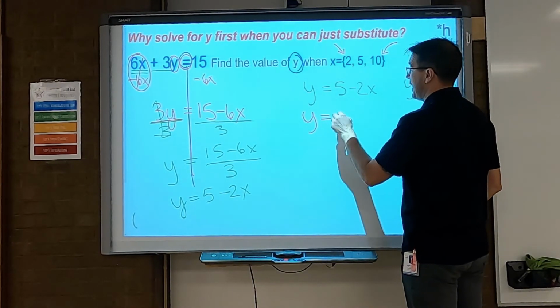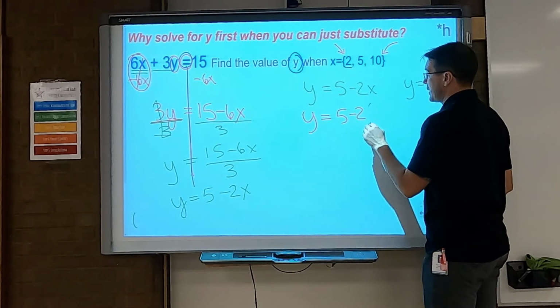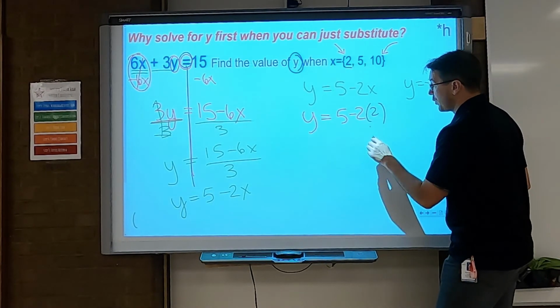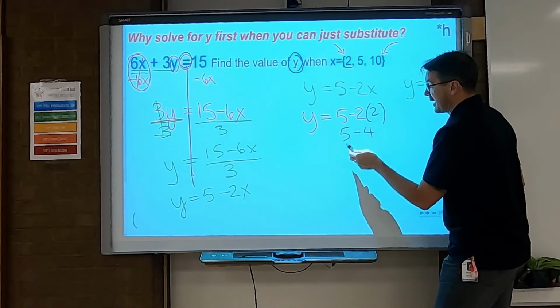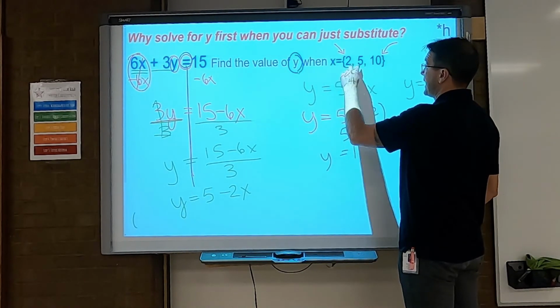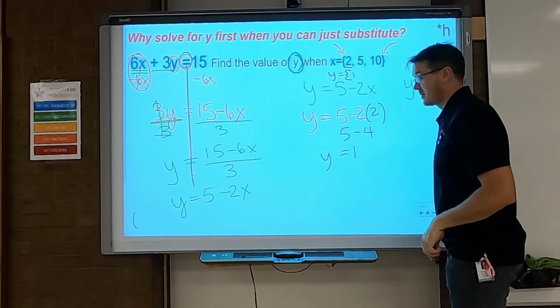Y equals 5 minus 2x. And we're saying substitute in 2, so I put in the 2. And you can do that pretty quick, can't you? 2 times 2 is 4. And 5 minus 4 is 1. So when x is 2, y is 1, right?